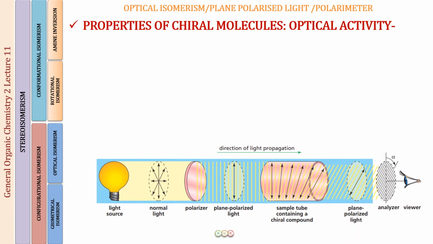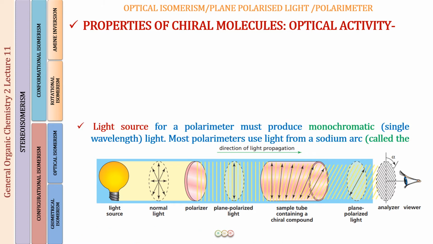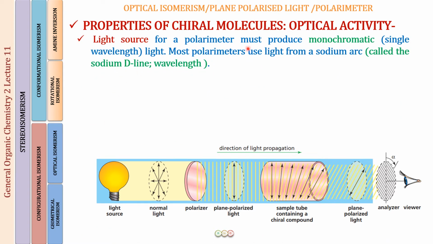So first of all, we have a light source in the polarimeter, and we all know about the light source. How should it be? Well, it should produce monochromatic light, that is, light of a single wavelength. We do not use ordinary light because that is polychromatic. Wavelengths of many types are present in ordinary light. So most polarimeters use light from a sodium arc, called the sodium D-line wavelength. This I have already told you.